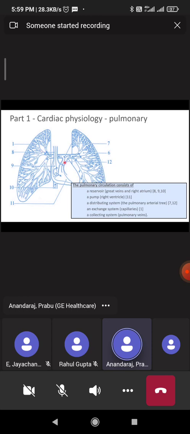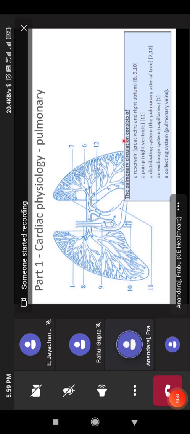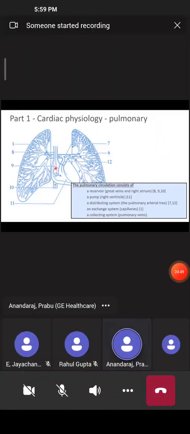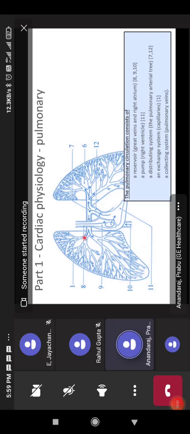So now what is this pulmonary circulation? That is the circulation between the heart and the lung. Now we are only talking about the pulmonary circulation, not about the systemic circulation which is going to the rest of the body. So this circulation that exists is from the right ventricle, to the lung, and back to the left atrium.